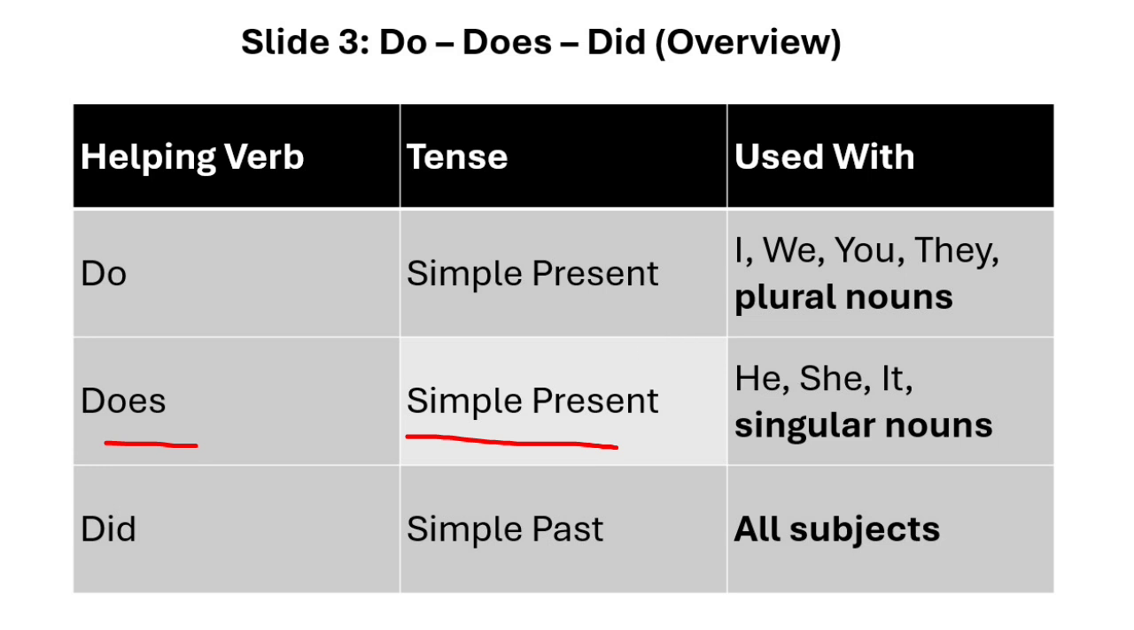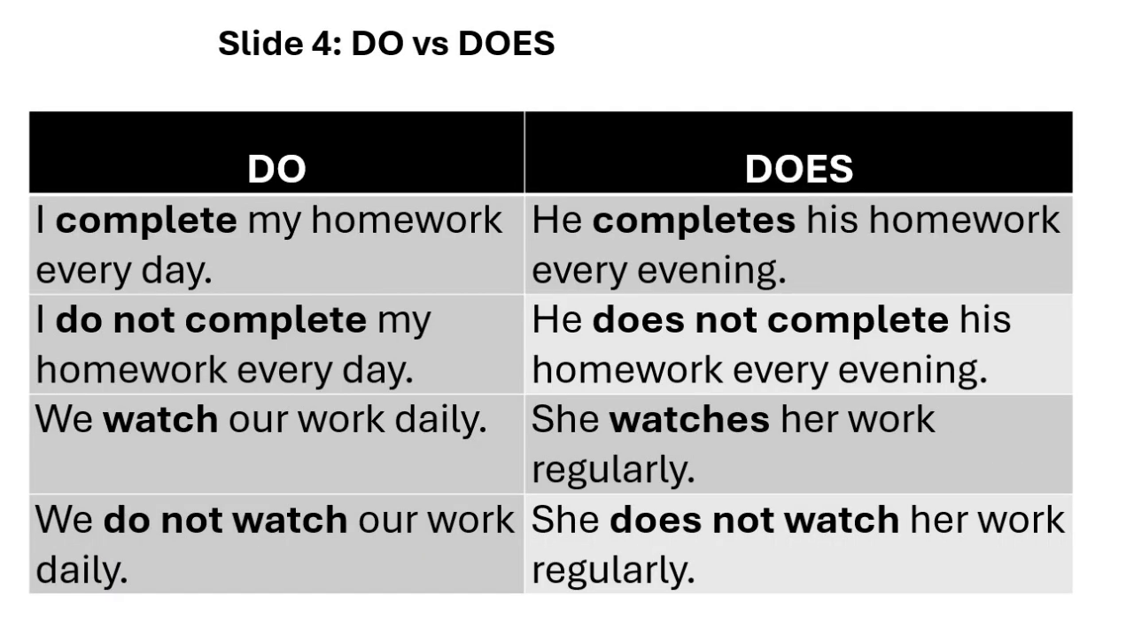So now let's come to did. Did is the past form of do, does, means we use it in simple past. For all subjects we use it, and whatever actions happened, for that we use simple past. Now let's see the examples of do and does.